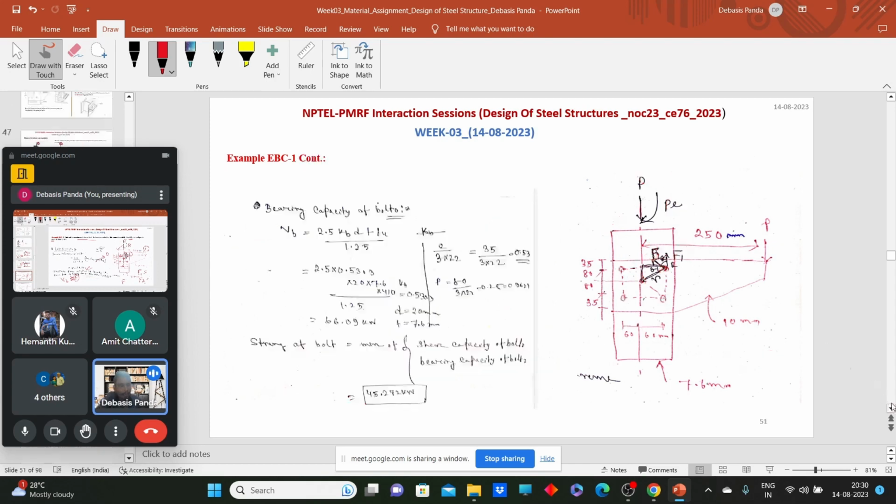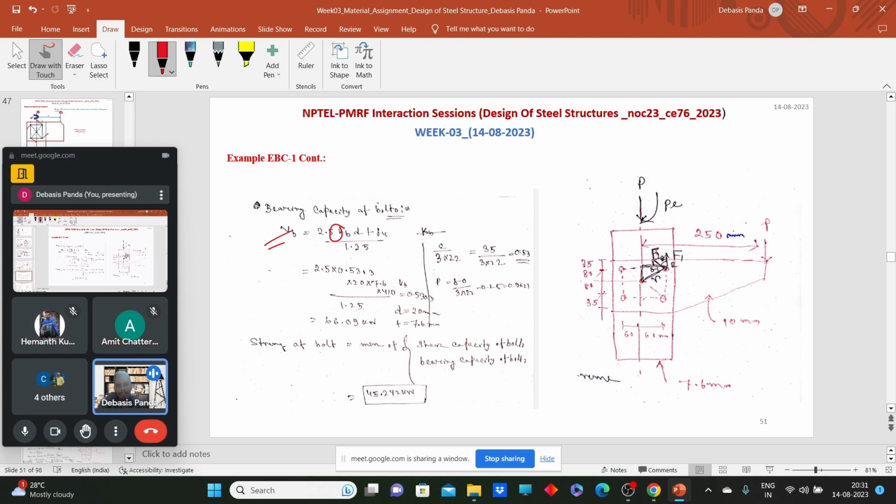So what will be the bearing capacity of the bolt? So here I have calculated the bearing capacity. The bearing capacity formula, we have already worked out so many problems regarding the bearing capacity. So 2.5 kb d t fu by 1.25. What will be the value of kb? That will be the minimum of e by 3 d0, p by 3 d0 minus 0.25.